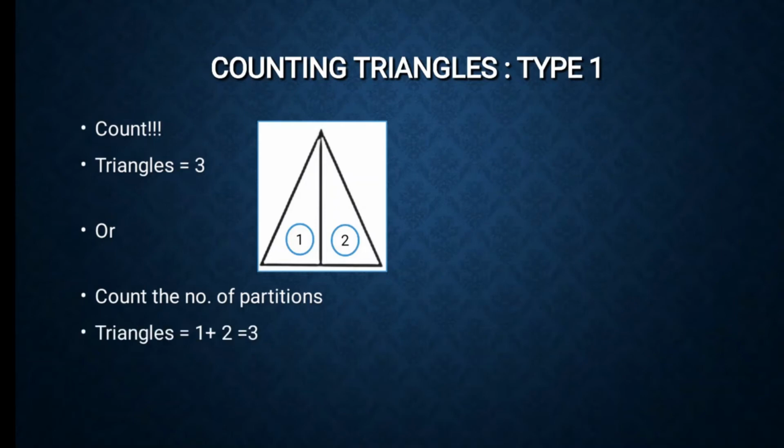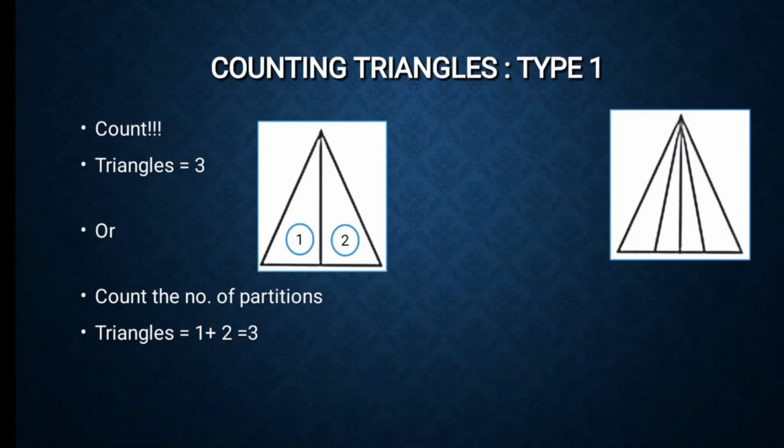So after counting the number of partitions, you have to add the natural numbers up to that, that is up to 2. So when you add the natural numbers, 1 plus 2, it is 3. It is a silly trick as of now, but as the number of partitions increase, it will help a lot. Let us take a different example. In this case, when you count the number of triangles, it will take you a lot more time. So instead of counting the number of triangles that are there, directly count the number of partitions. How many partitions are there in this triangle?